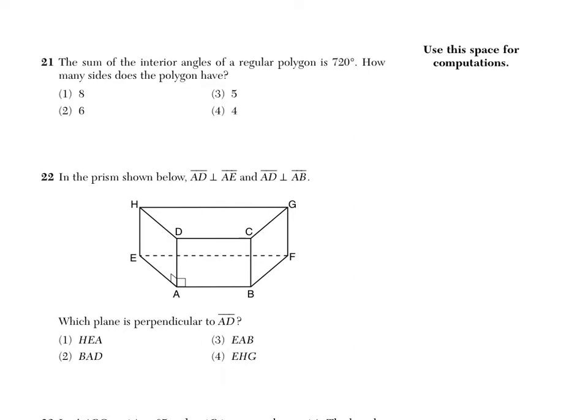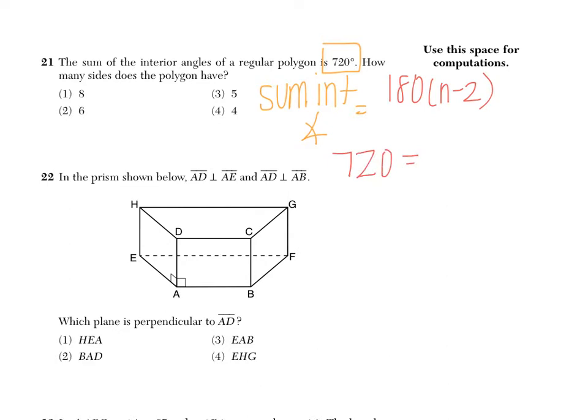So here the sum is 720, which means that we have to think about our formula where the sum of the interior angles is equal to 180 times n minus 2. So if the sum is 720, then we can just plug that in: 180 times n minus 2. Now you have two options for solving. You can either distribute or you could just simply divide by 180, which is the easier option.